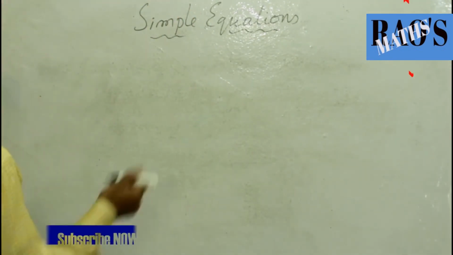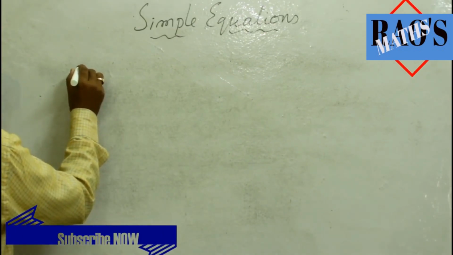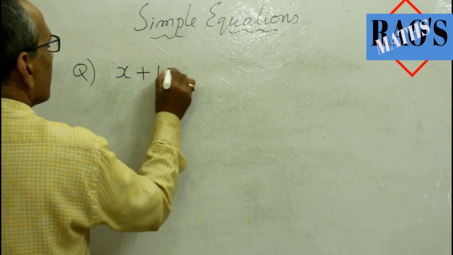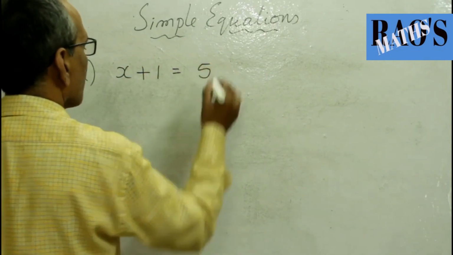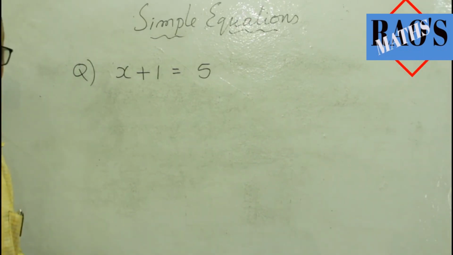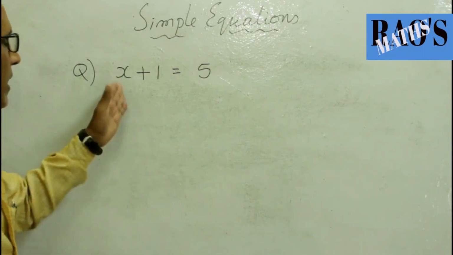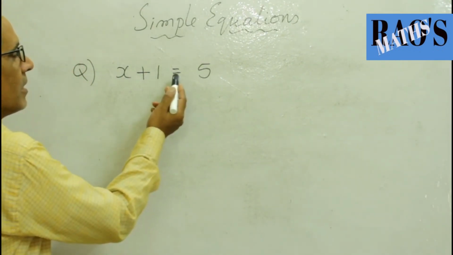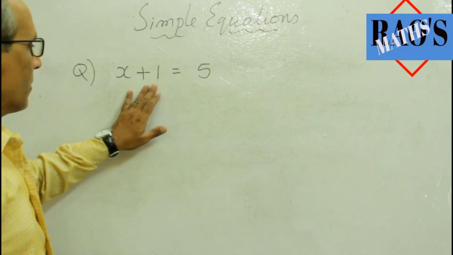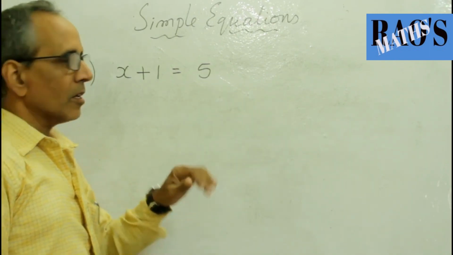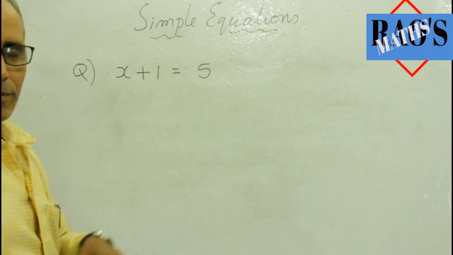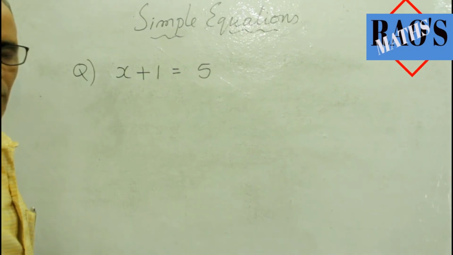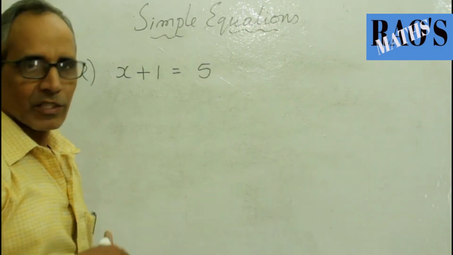For example, question: x plus 1 is equal to 5. I want to solve the equation. Solving the equation is nothing but finding the value of x in the equation. Since it is a balanced equation, left hand side is equal to right hand side, so x plus 1 is equal to 5. So I want to eliminate this plus 1 on the LHS. How can I eliminate plus 1? By adding minus 1 to it.